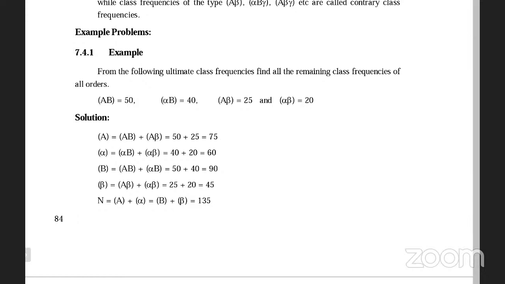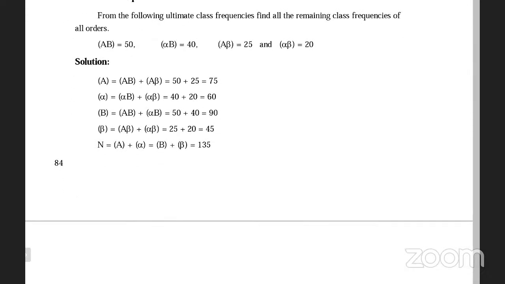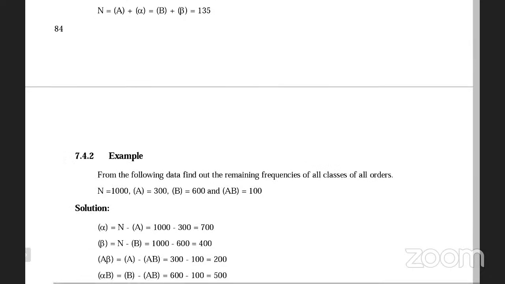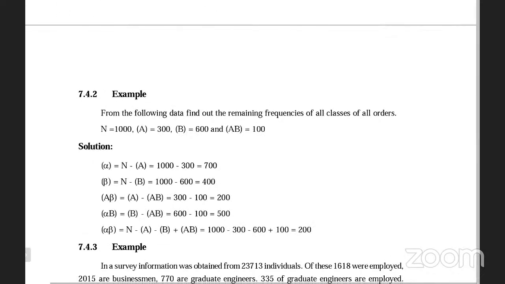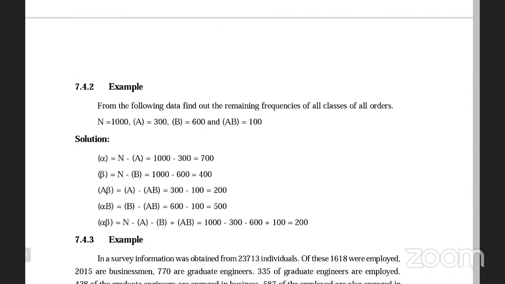Capital N is equal to how much? Capital A classifications of A and alphas. It will be the total, A plus alpha or B plus beta. It is the total, we can do that. It is 135. From the above, I got it. That is one example. Yes, second example, once you see here, how this is classified.